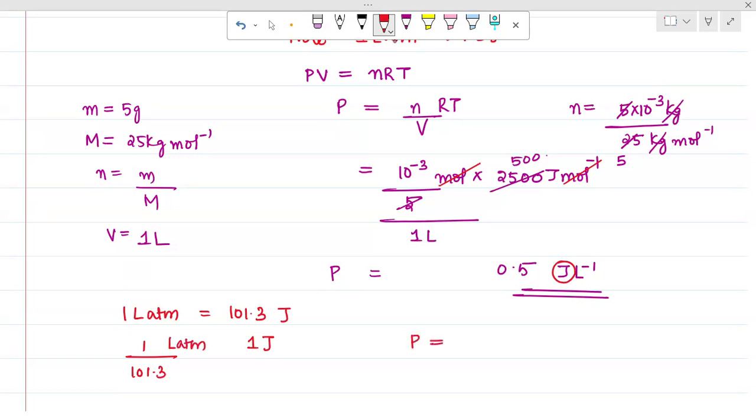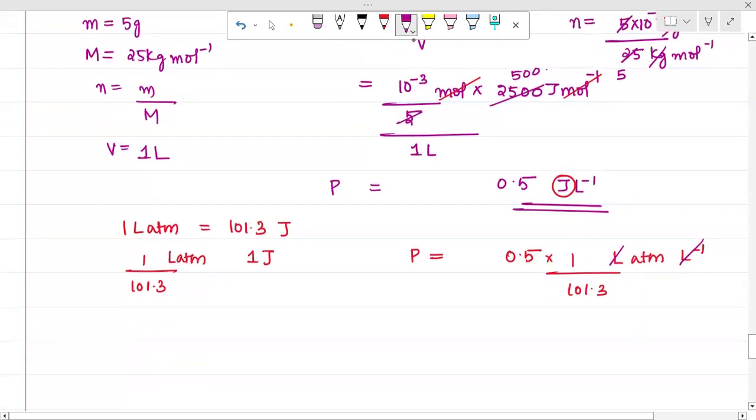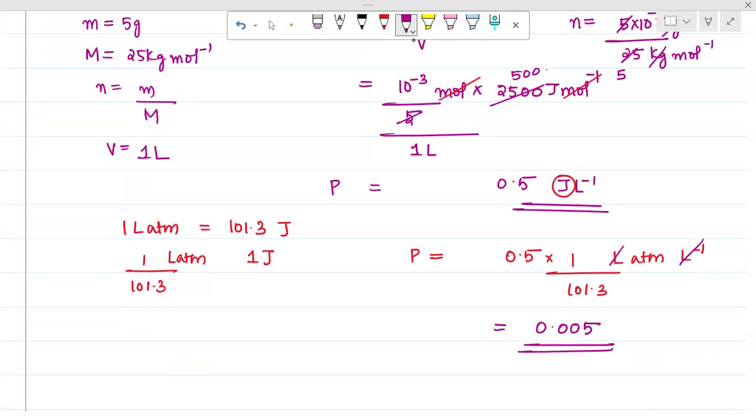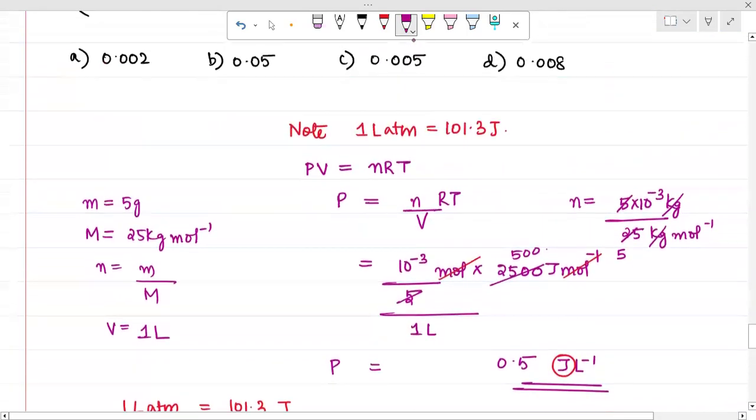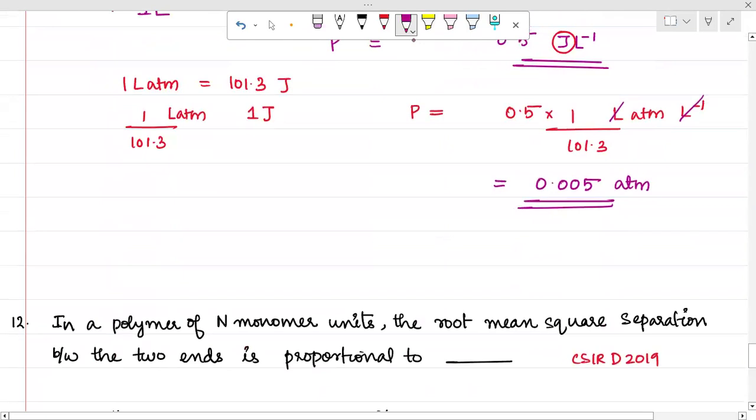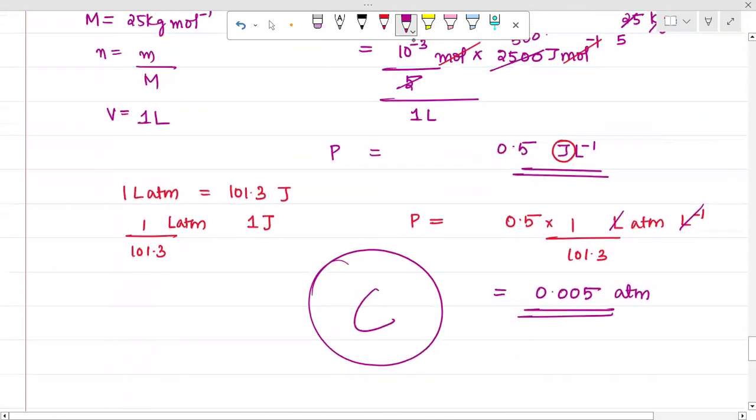So here also what we are going to do is 0.5. This 1 joule is replaced with 1 by 101.3 liter atmosphere. And there is again per liter which is left. Liter and per liter gets cancelled. And this value is approximately going to be equal to 0.005. You can take it as 100. So 0.5 divided by 100 is 0.005 atmospheres. That's going to be equal to option C. Option C. It's a good question related with the basics.